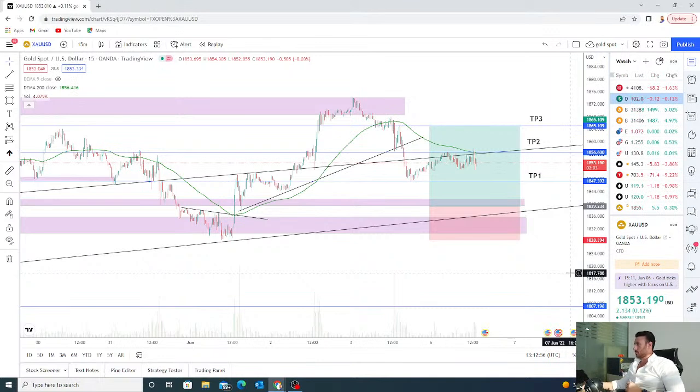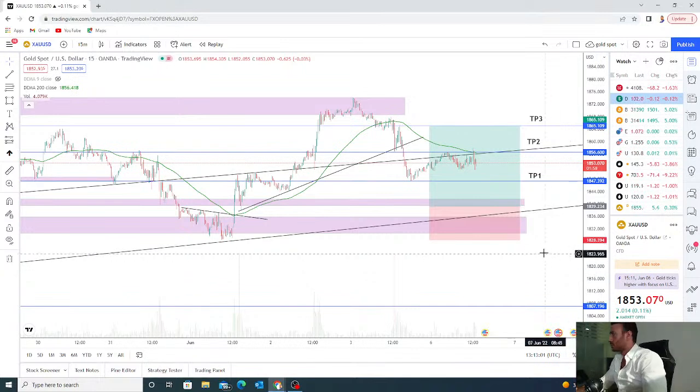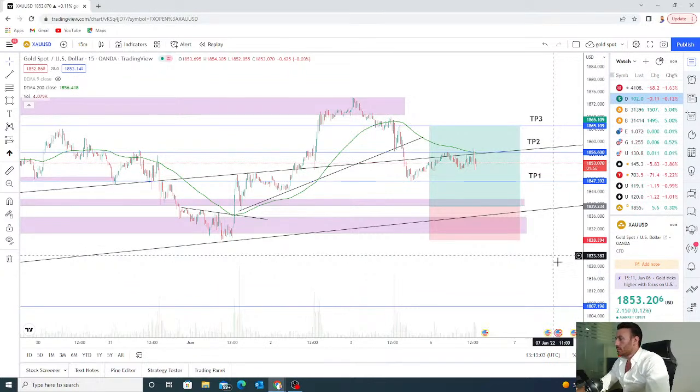And then finally, DiDi Global soaring. Take a look at that, John. It's a $3 stock, but nonetheless up 66%. This is China is to end the probe and allow the rideshare giant back onto its apps. Never a dull day, John.